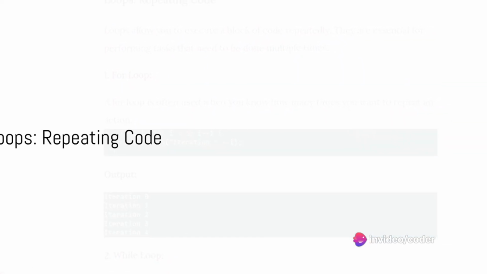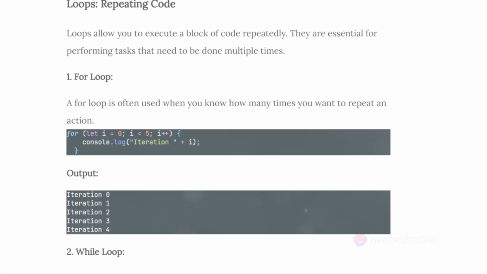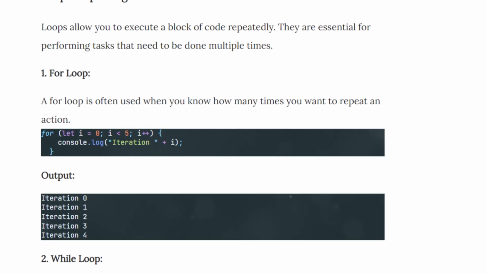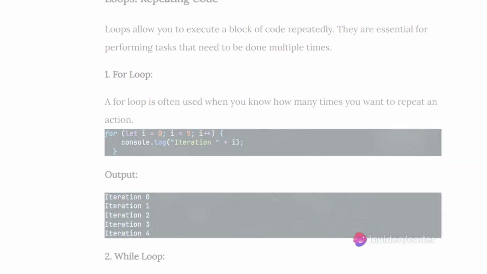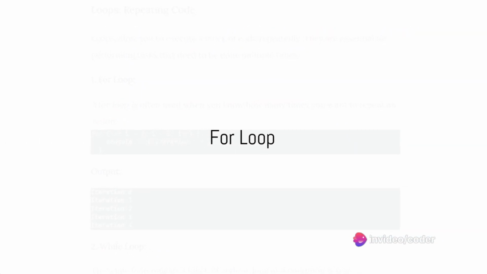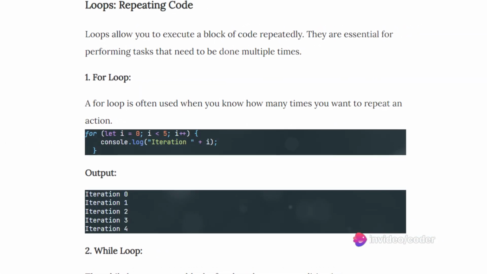Loops permit repeated execution of a code block, handy for tasks requiring multiple repetitions. Specifically, we categorize loops into 3. First, the for loop, frequently used when the number of repetitions is predetermined. Known for its precision, the for loop makes programming a breeze.